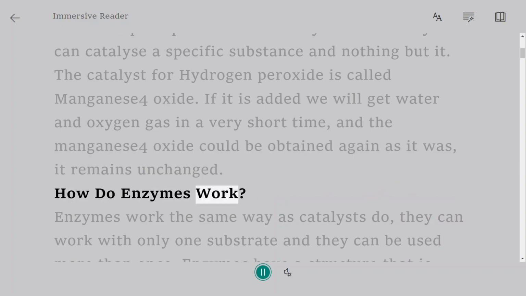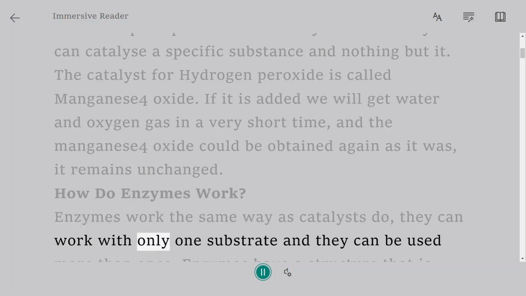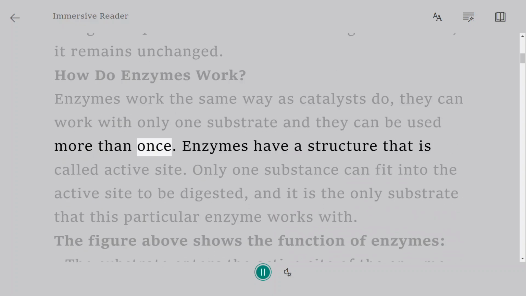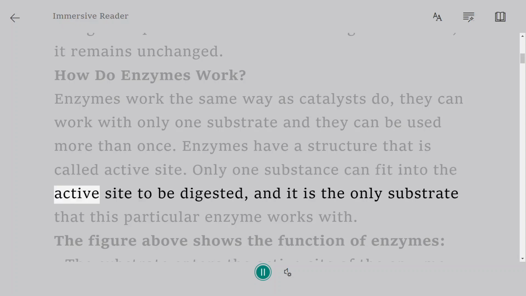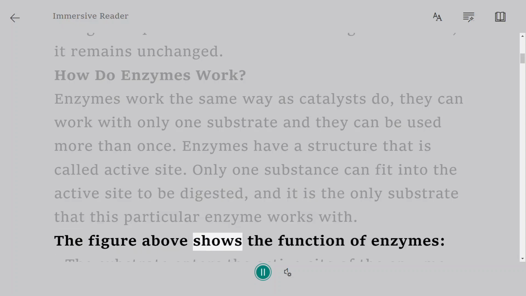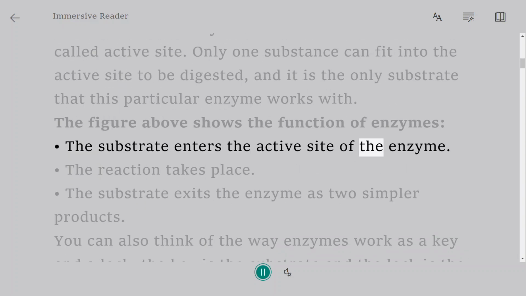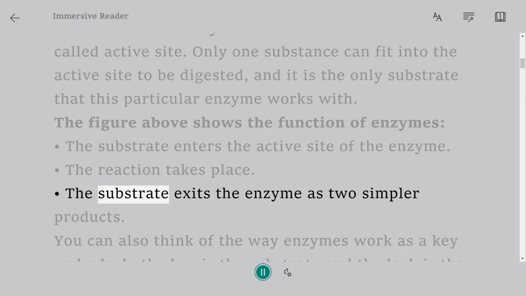How do enzymes work? Enzymes work the same way as catalysts do. They can work with only one substrate and they can be used more than once. Enzymes have a structure that is called the active site. Only one substance can fit into the active site to be digested, and it is the only substrate that this particular enzyme works with. The figure above shows the function of enzymes. The substrate enters the active site of the enzyme. The reaction takes place. The substrate exits the enzyme as two simpler products.